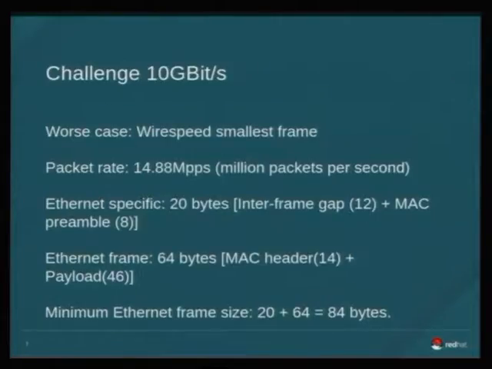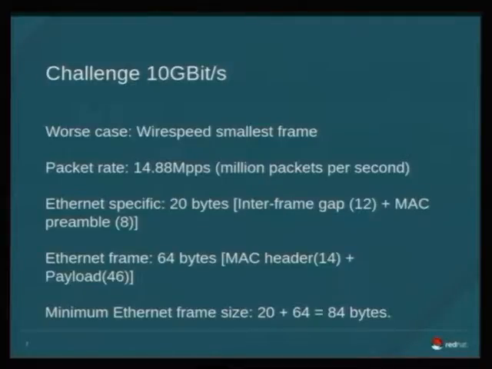Okay, let's look at 10G. 10G is most probably the speed that most data centers are moving to or already at. Once you understand this, you can estimate what's going to happen when we move to 25, 40, or even 100G. So the worst case scenario that we are going to use is wire speed with the smallest frame.